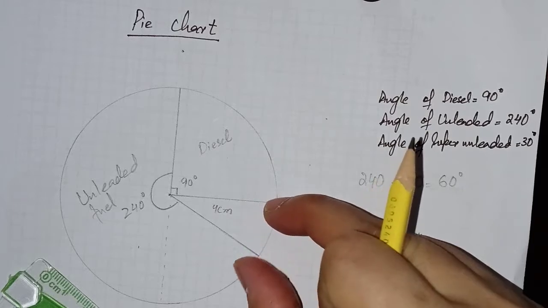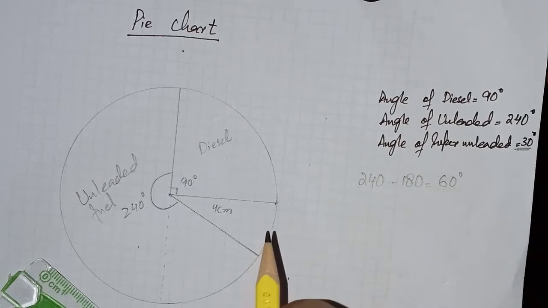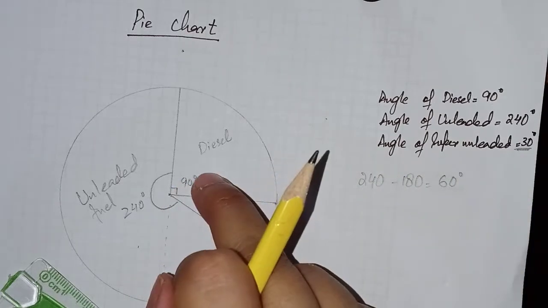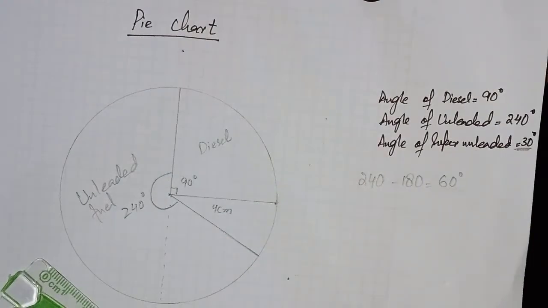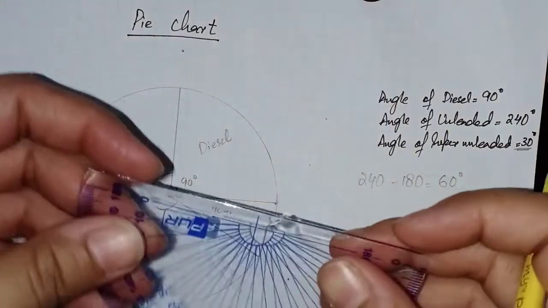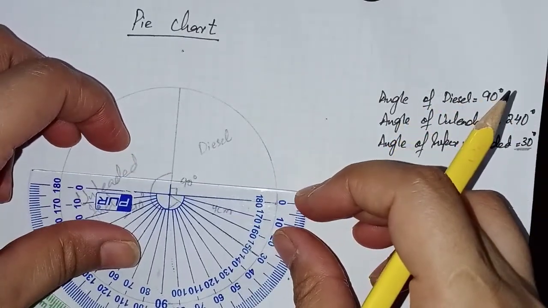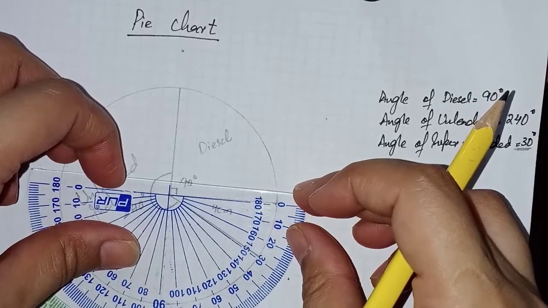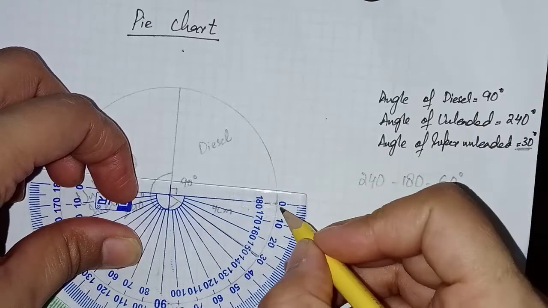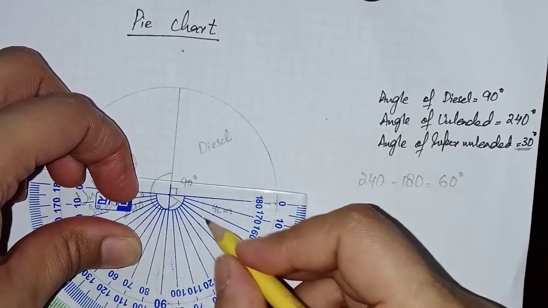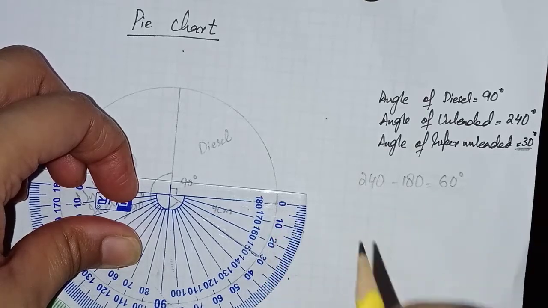Now this last remaining portion should be equal to 30 degrees. If it is not 30 degrees, that means you have made some mistake here. Now if we just check this angle, see this line at the back of the 30 degree line. So it means that the remaining angle is 30 degrees.